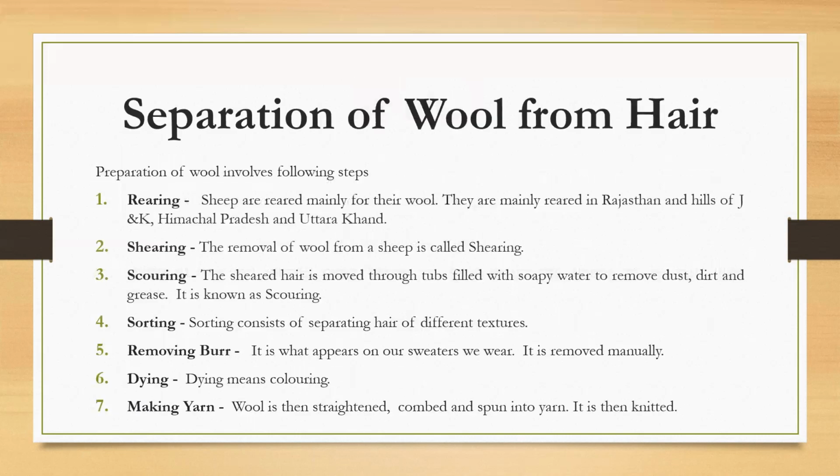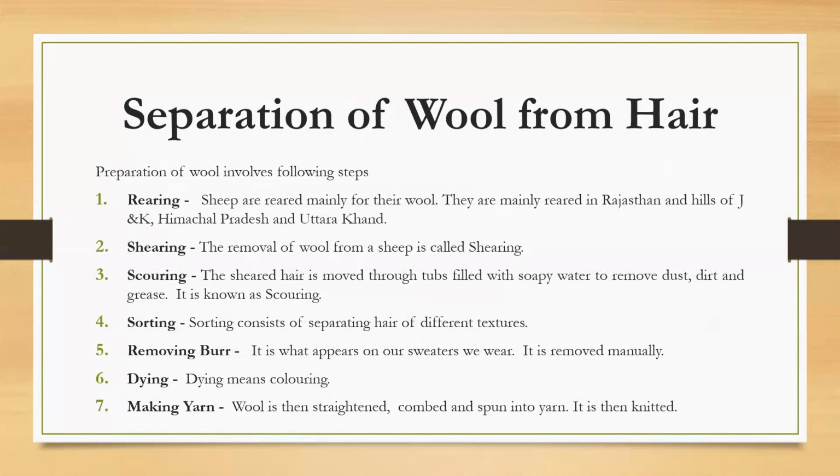Separation of wool from hair. Preparation of wool involves the following steps. First, rearing. Sheep are reared mainly for their wool. They are mainly reared in Rajasthan and the hills of Jammu and Kashmir, Himachal Pradesh and Uttarakhand. Second, shearing. The removal of wool from a sheep is called shearing.